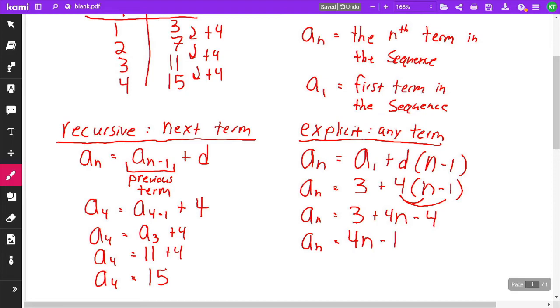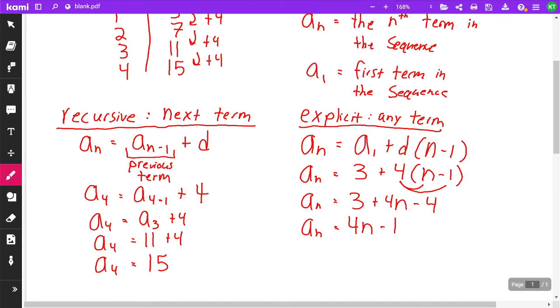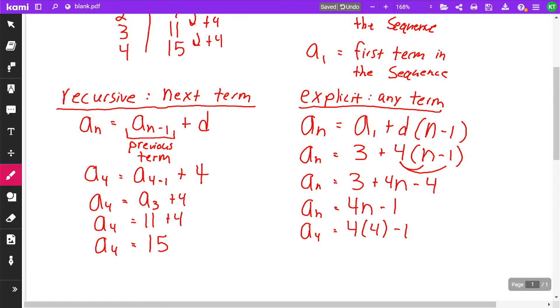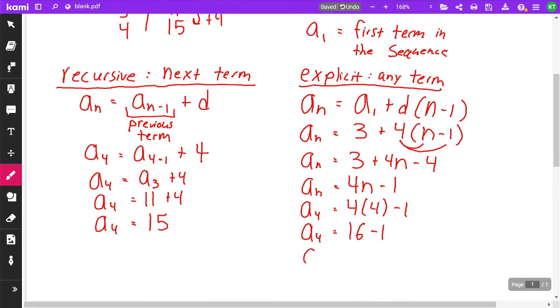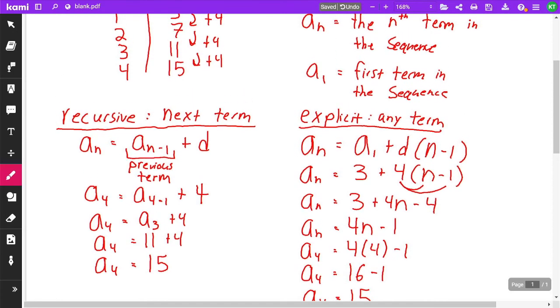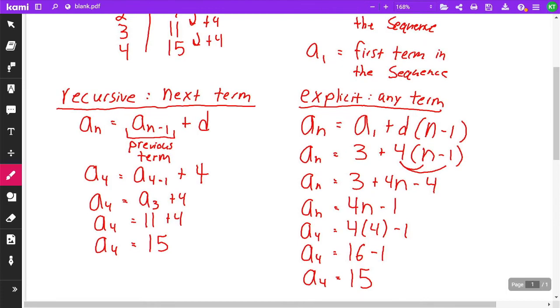And let's work and see if this is actually true. So let's say we want to find the fourth term again. So a sub 4 is equal to 4 times 4 minus 1. 4 times 4 is 16. So a sub 4 is equal to 16 minus 1. 16 minus 1 is 15. And would you look at that? It tells us that our fourth term in the sequence is going to be 15. So that would be how we find our arithmetic explicit and recursive equations.